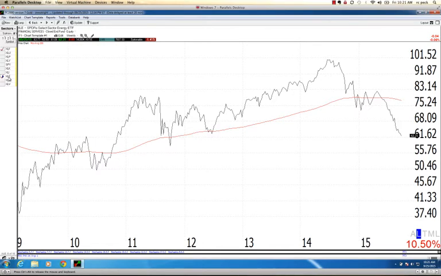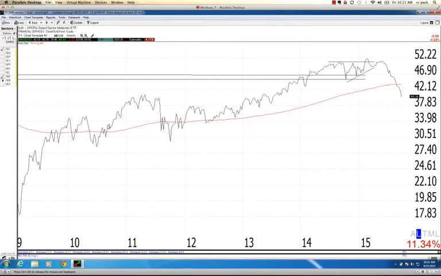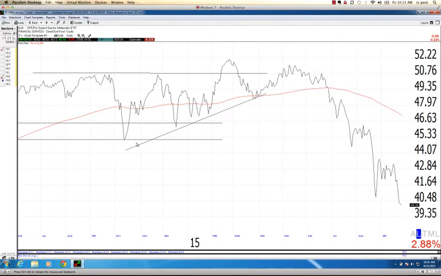I don't know where it's going to bottom, but once Iran comes on, and maybe that's already priced into the oil market, it looks like oil and energy is heading even lower. Here you have, let me zoom out. This is the materials market.